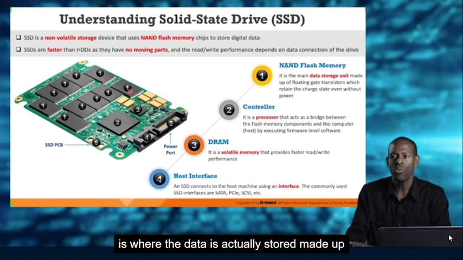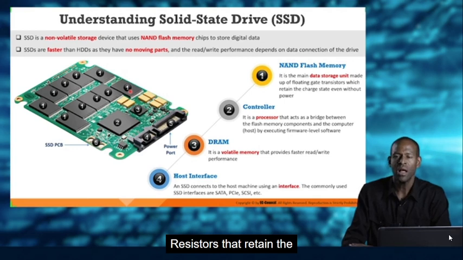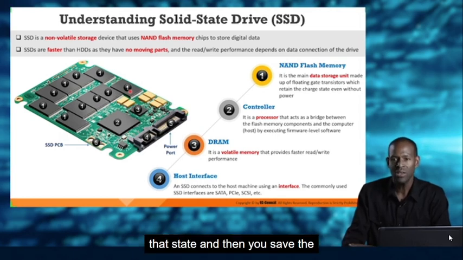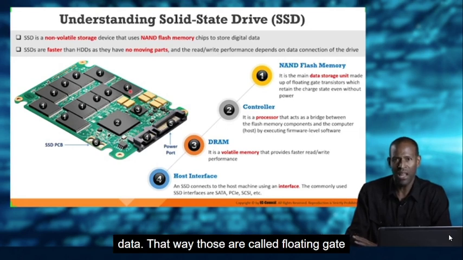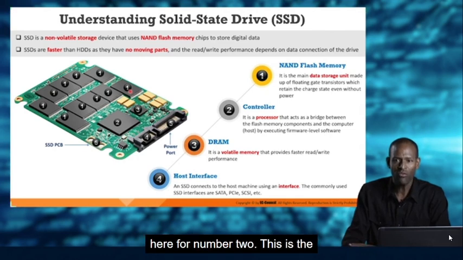It is where the data is actually stored, made up of floating gate transistors that retain the charge state without power. So once that transistor changes state, it stays in that state, and then you save the data that way. Those are called floating gate transistors. Then over here for number 2, this is the controller.